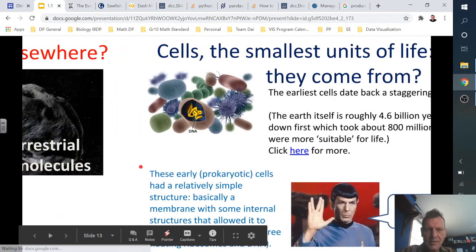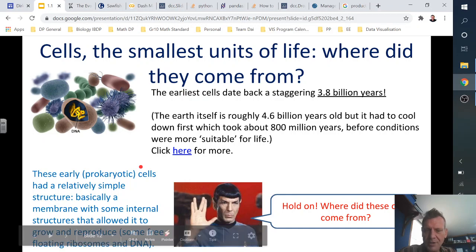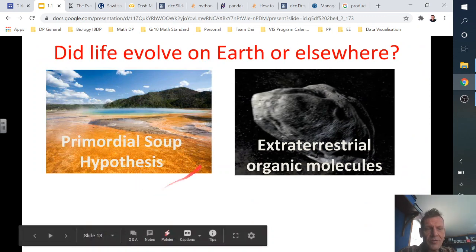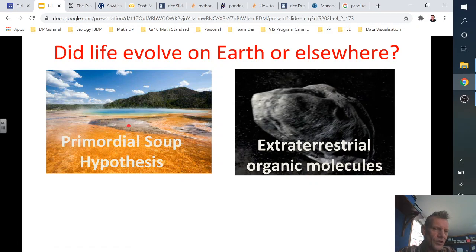And this here is Mr. Spock asking, where did these cells come from? Now, there's two basic ideas. One very accepted idea is the primordial soup hypothesis, which refers to the whole notion that the first forms of life were indeed found in deep sea vents, where there was a lot of hot gases bubbling up from the magma.